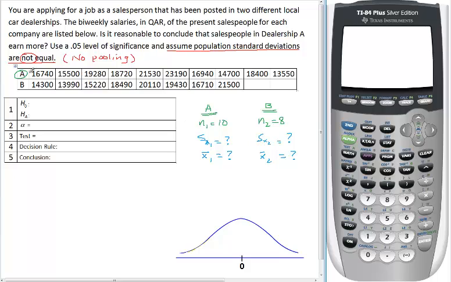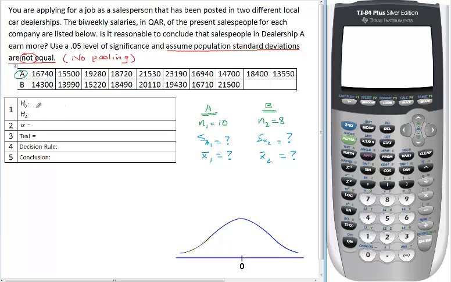However, you could do them separately. You could put all this in list 1 and find the mean and the standard deviation. But again, we're going to let the calculator do the work for us, using the data function under our test statistic. Okay, let's get to step 1.